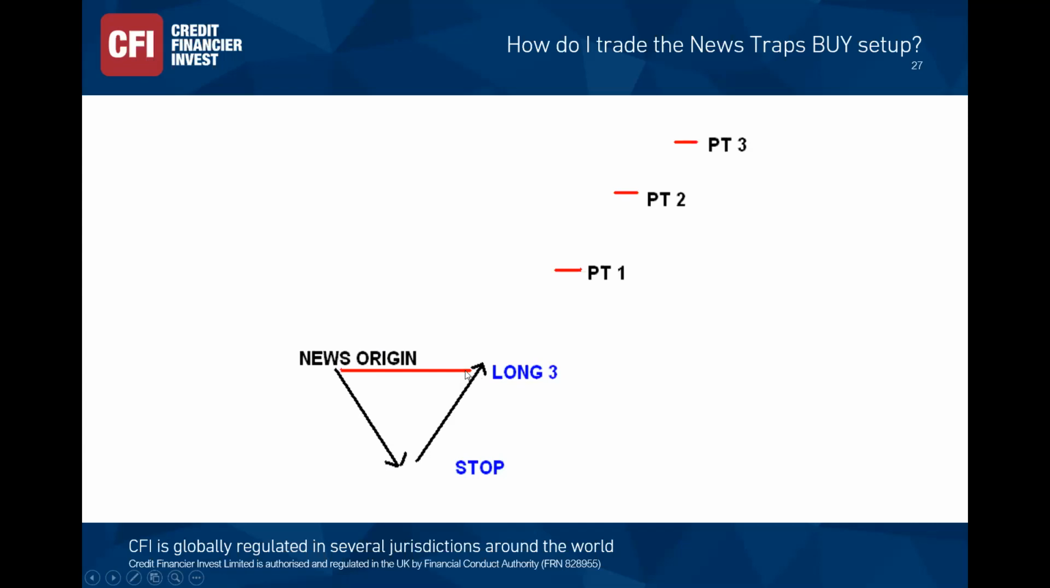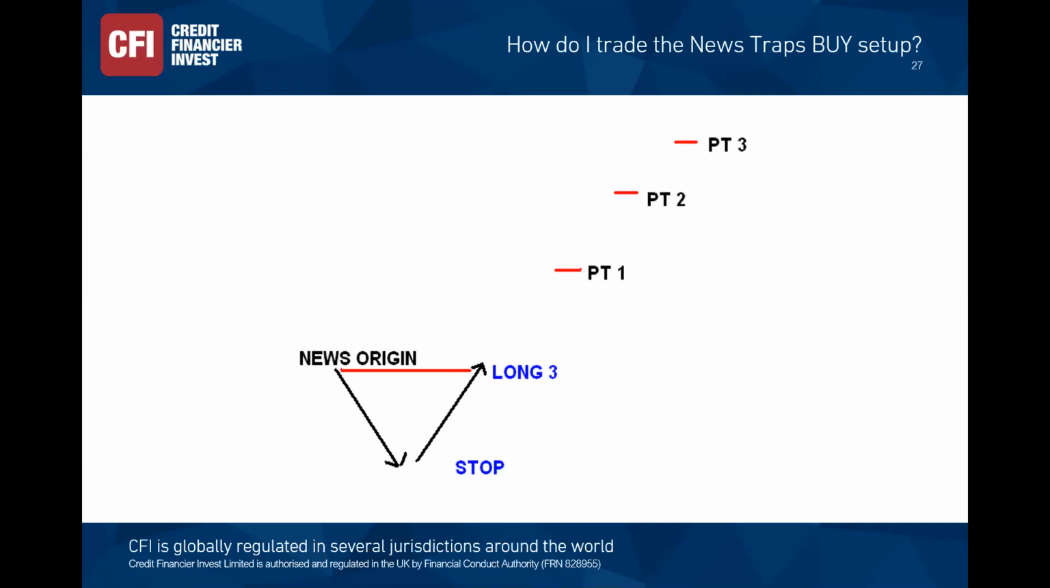Okay, so if we're going to go long, we need to know where we protect ourselves if the trade goes wrong, because not every trade is going to go right. Not every setup is going to be a winning setup, but we need to make a plan. When we're trading, we need to plan how we get out of the trade if it goes right, and how we get out if it goes wrong.